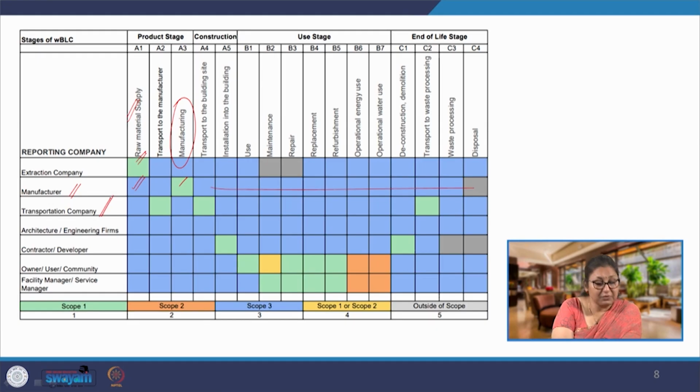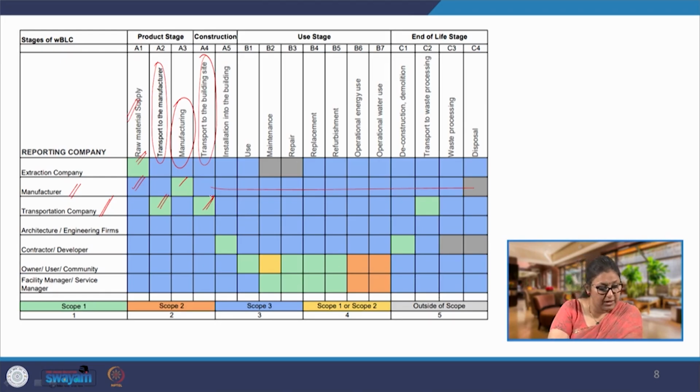Now, here we have considered a third party transportation company who is going to transport the extracted material to the manufacturing unit and the processed material from the manufacturing unit to the construction site. So, for them, all the emissions coming from transportation are scope 1 emissions and the rest of the emissions are scope 3. So, they will be upstream or downstream depending upon which transportation, which activity we are talking about, or if it is both, then only the transportation is going to be in scope 1 and the rest is going to be scope 3.